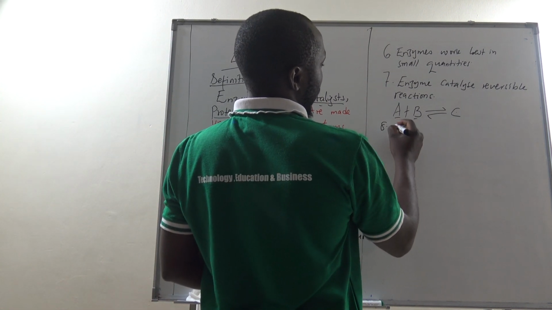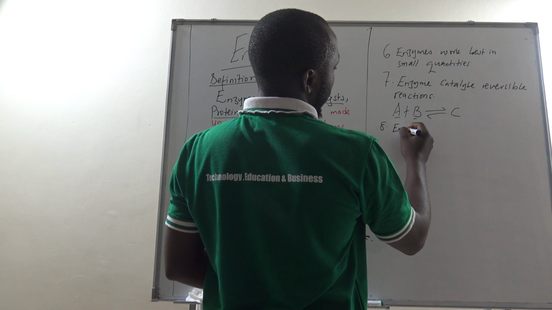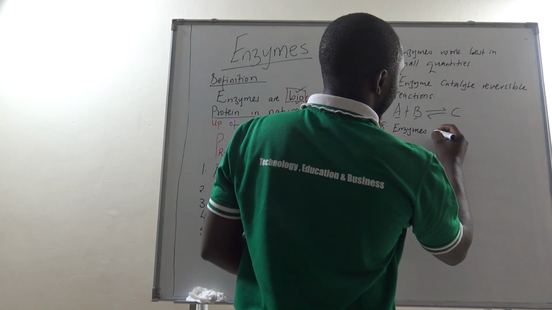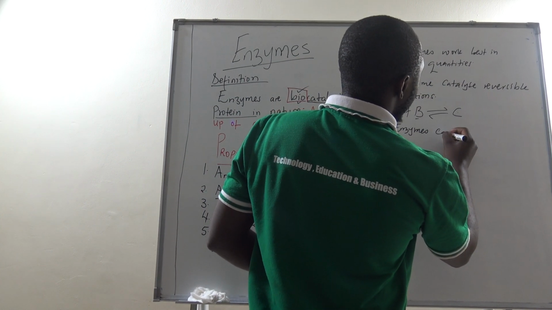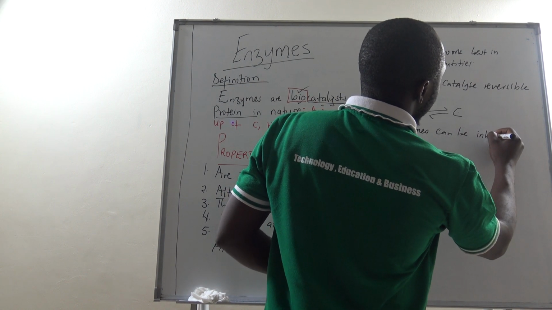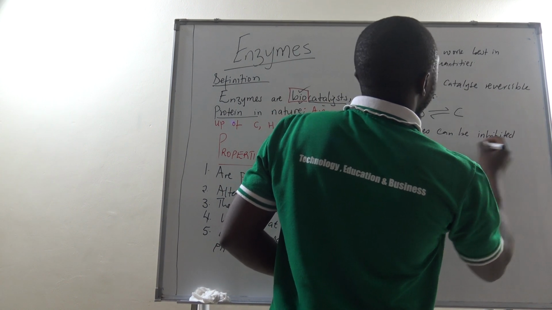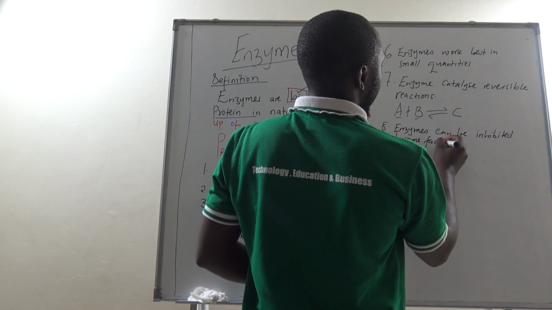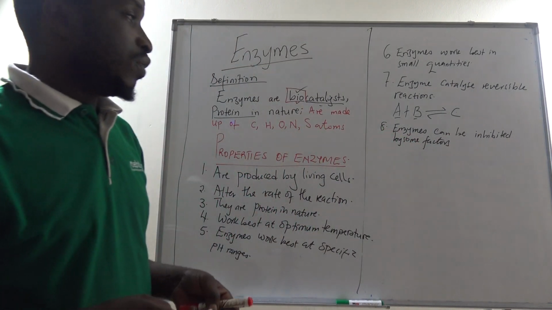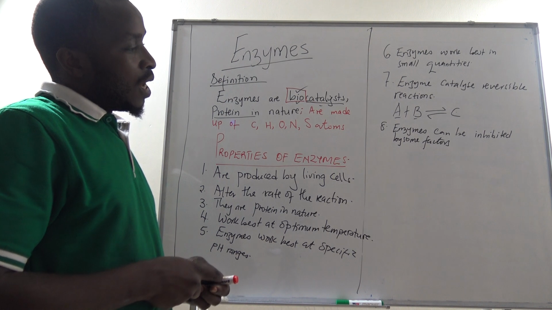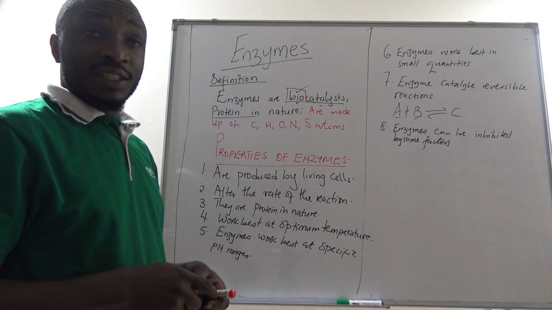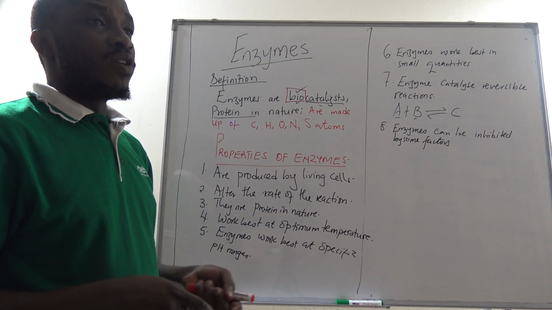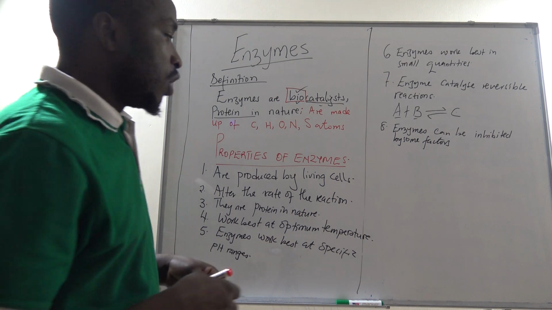8, enzymes can be inhibited by some factors. So enzyme activities can be inhibited by some factors. We shall expand it further and see the effect of inhibitors on enzymes. When they give you a poison, how does that poison kill you?